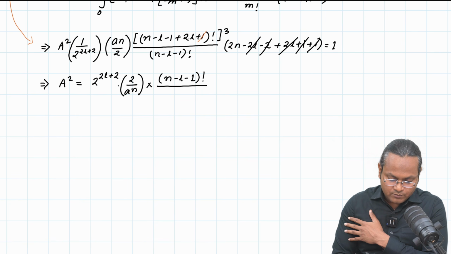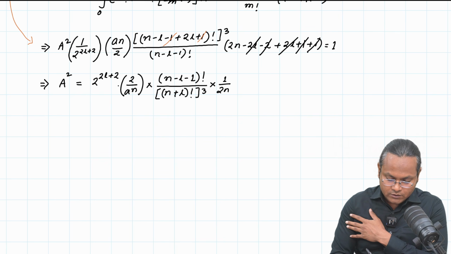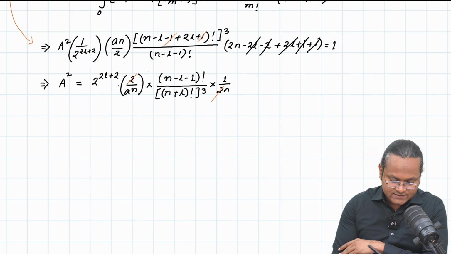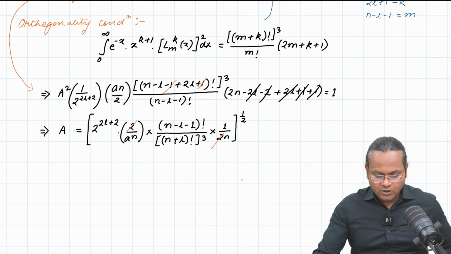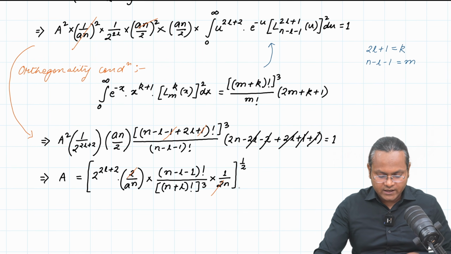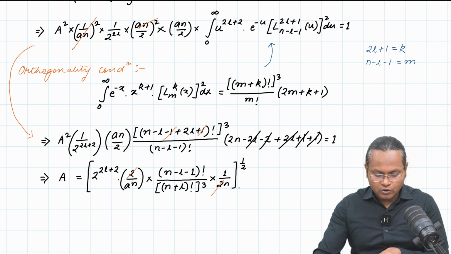So minus 1 and plus 1 gets cancelled. You are left with (n minus l) factorial cube times the 2, and this 2 gets cancelled. If I take the square root of the entire expression, then I end up getting the normalization constant. So this is our normalization constant that can be obtained using the orthogonality condition for Laguerre polynomials.